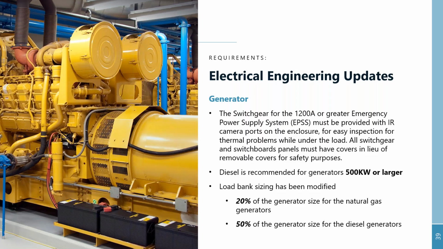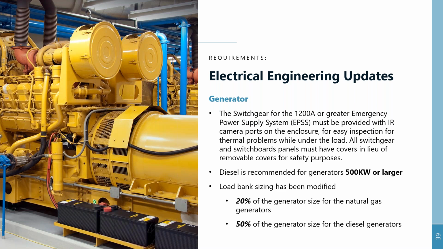On the generator, the small changes are that if the emergency power supply system is 1200 amps or larger, it now needs to be a UL 1558 switchgear, similar to the service. The switchboard is no longer being permitted. And because of the switchgear, it needs to be provided with an IR, infrared camera port, on the enclosure for easy inspection of thermal problems while under load.